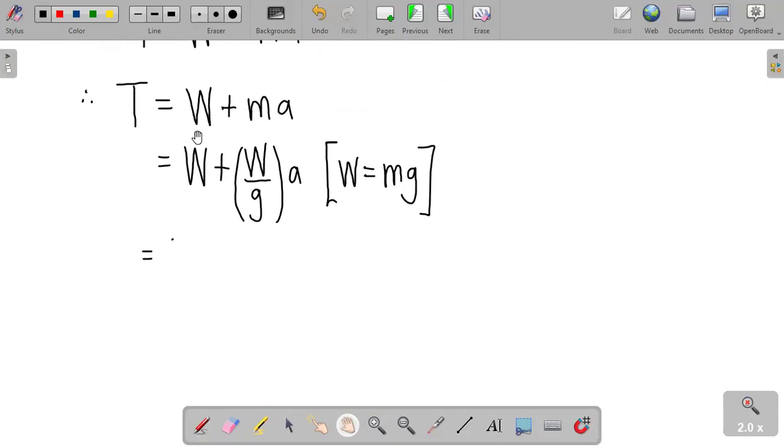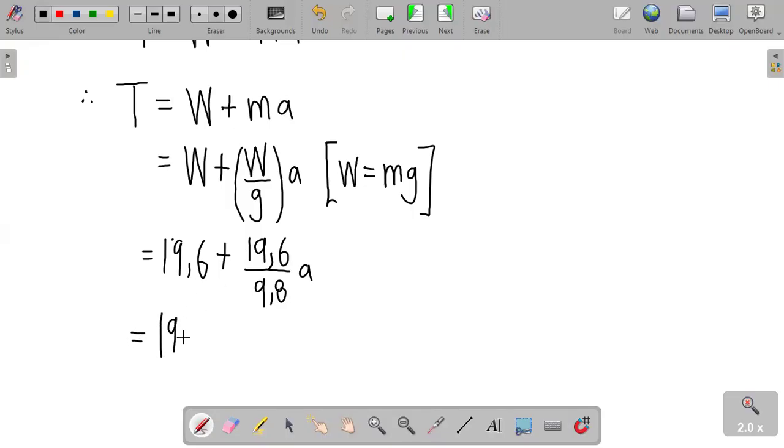So then we have 19.6 plus 19.6 over 9.8, and then A. And then this is going to be equal to 19.6 plus 2a. Yes, so this is for block A.